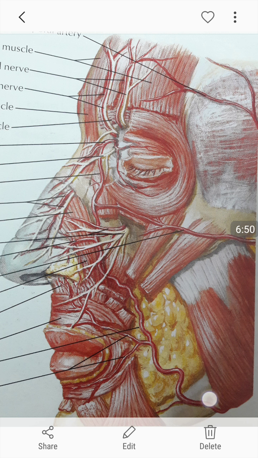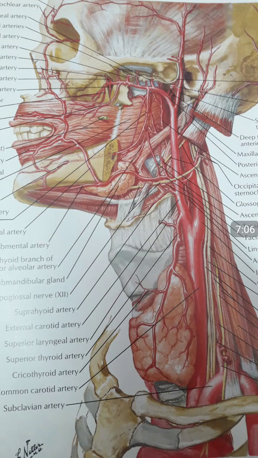So this was a brief review about the facial artery. In the next videos, I will be discussing other arteries as well.